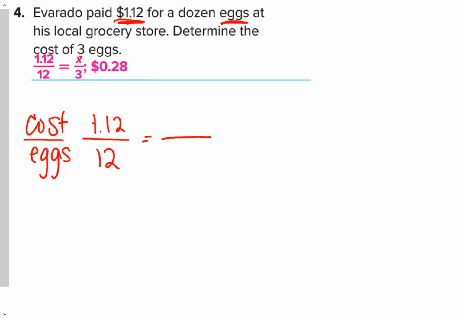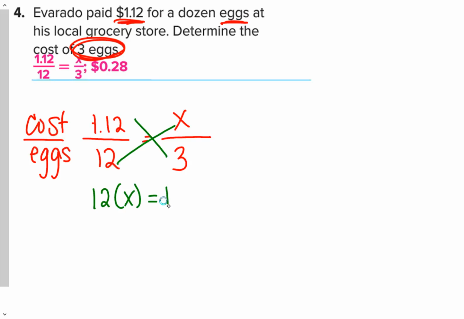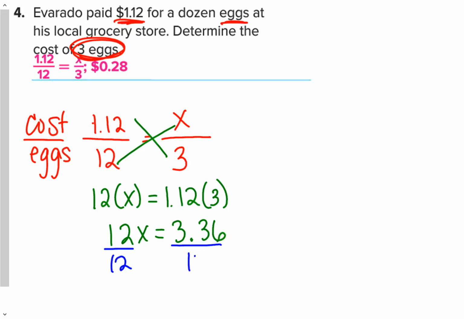They want to know how many for 3 eggs. So you don't know the cost, but you want to know for 3. So we can just set up our cross products. 12 times x, and then 112 times 3. And then we should get 12x on the left, and on the right, we should get 3.36. Now we have to undo our multiplication here, so let's divide by 12. 12 divided by 12 is 1, so I can just leave an x. And the answer here is going to be 28 cents.